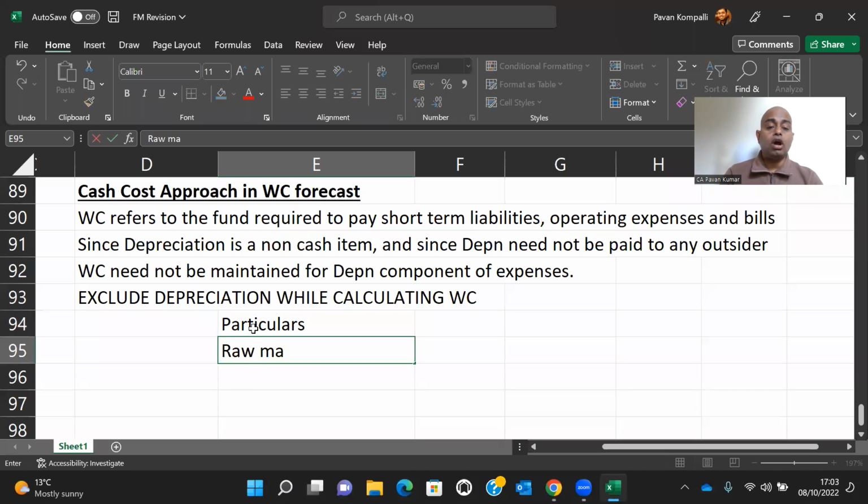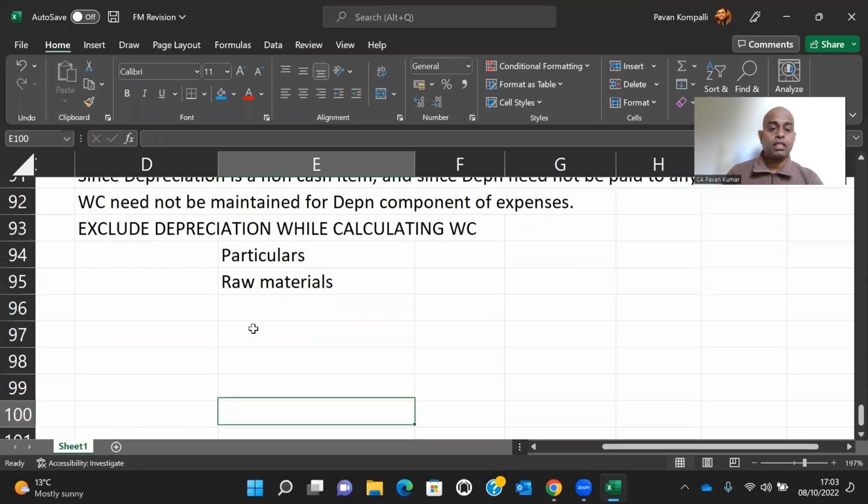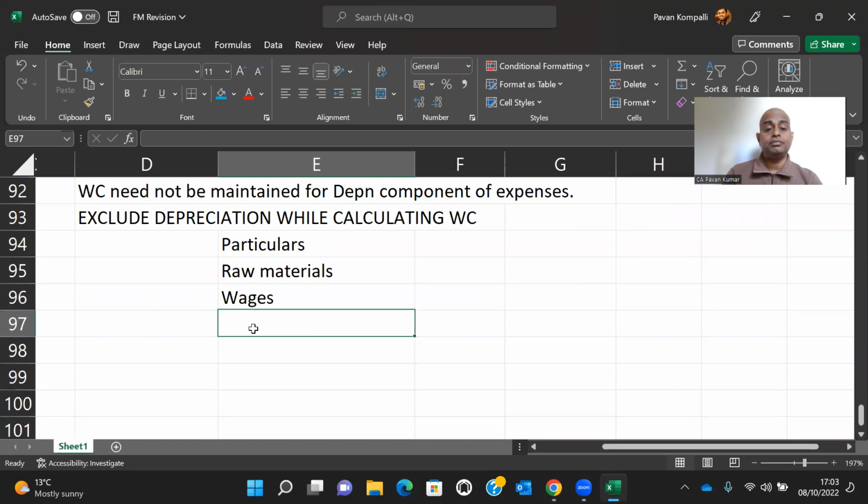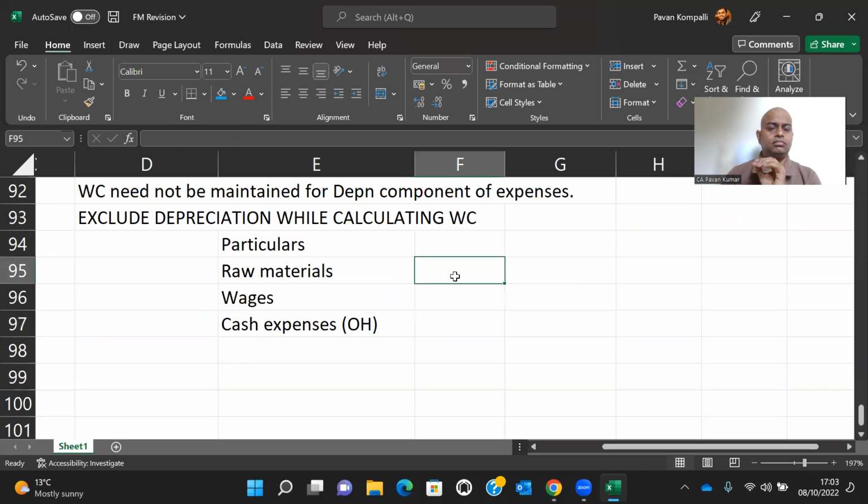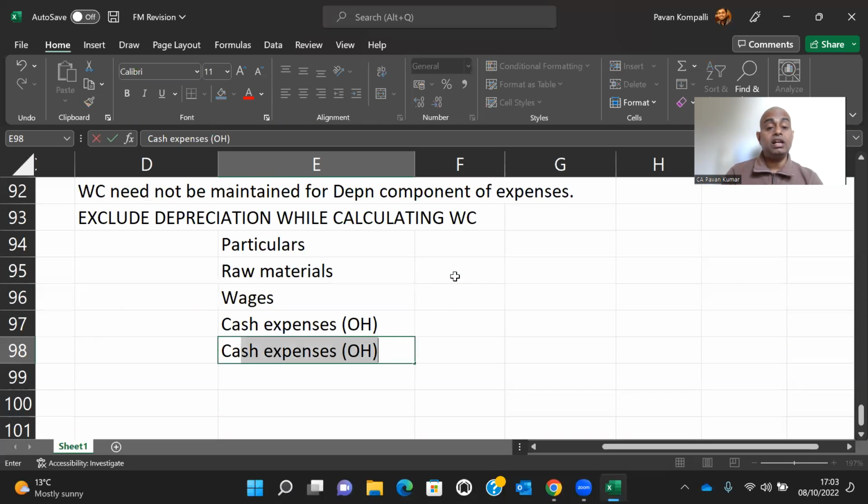Particulars. Take raw materials, wages, cash expenses in overheads. Don't take total overheads, only cash expenses. Add these three. You will get cash cost of production.